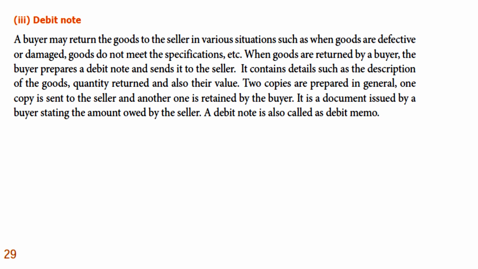So in that case study we have seen, no, he has purchased for 2000, but the worth of 300 rupees he has returned it. So like that, the quantity and also their value. So for 2000 he has purchased and the value of 300 he has returned it. Okay, so that also should be in the debit note. 2 copies are prepared in general. 1 copy is sent to the seller, another one is retained by the buyer. So one வந்து அந்த செல்லருக்கு அந்த ப்ராடக்ட் கூட அனுப்புவாங்க, இன்னொன்று அந்த பையரே கையில் வச்சிருப்பாரு.